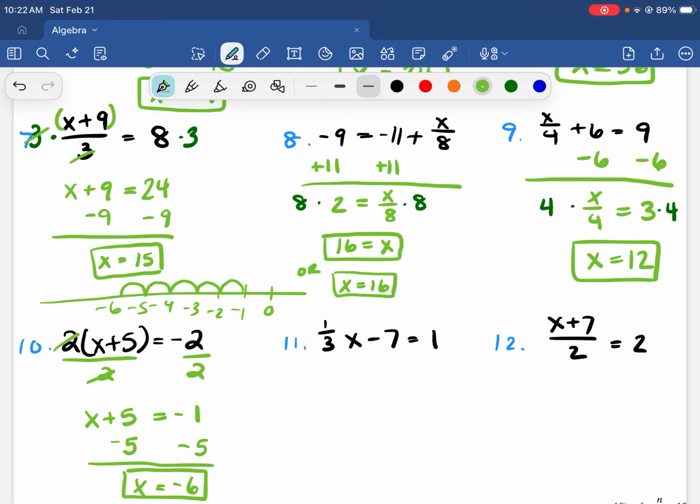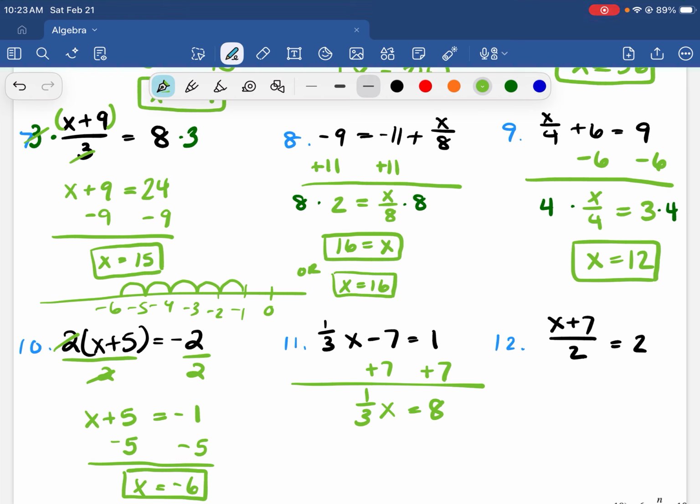Number 11, I have 1/3 times x minus 7 equals 1. 1/3 is no longer an integer, it is a fraction, but it is still a coefficient because it is right in front of that x and there's no operation sign there, so it is defaulted to multiplication. 1/3 times x minus 7, so I want to add 7, adding or subtracting away first. 1/3 times x left equals 1 plus 7 is 8.